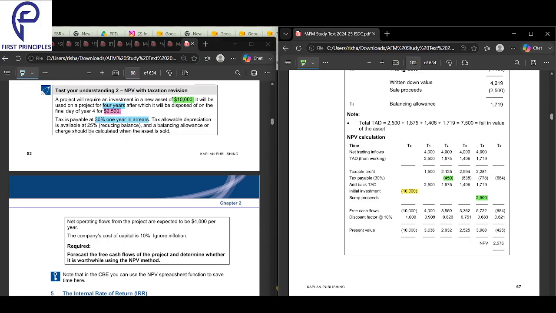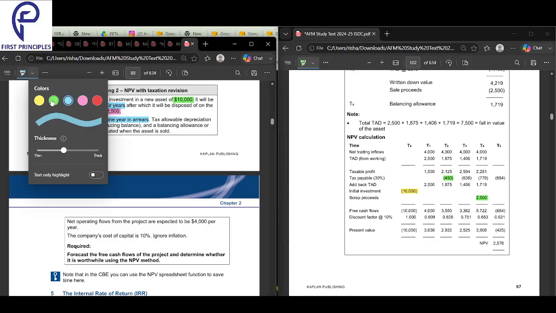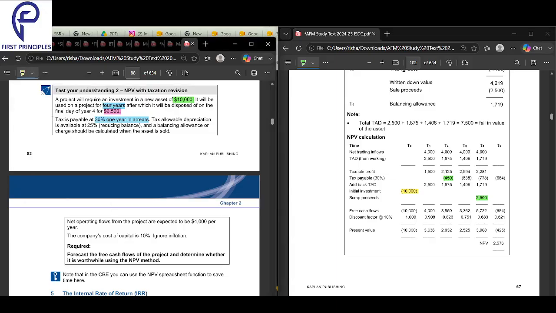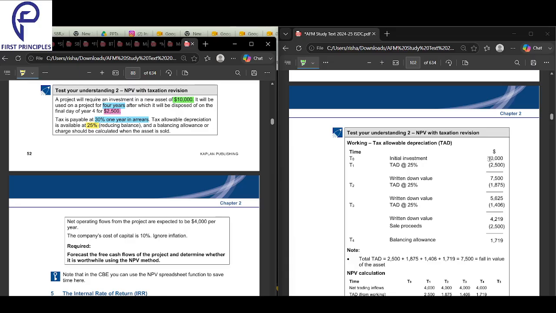And the tax allowable depreciation is 25%. This is the next thing here. First you start with the asset, which they have told us was 10,000. As per the tax rules, the depreciation is 25%. So you reduce 25% and you get 7,500.